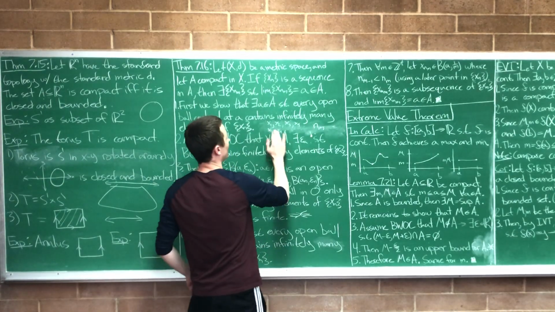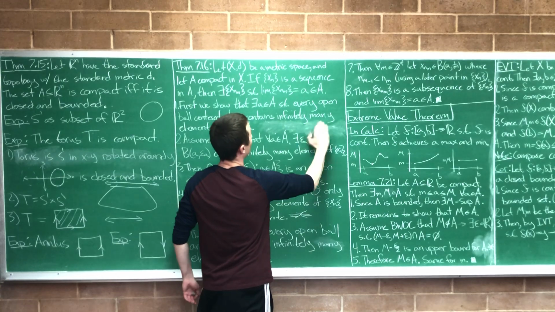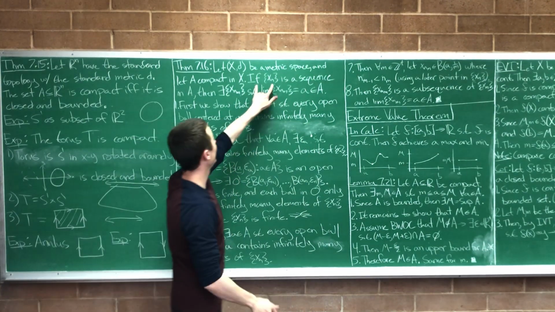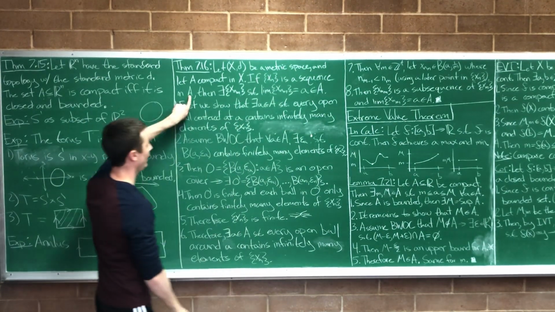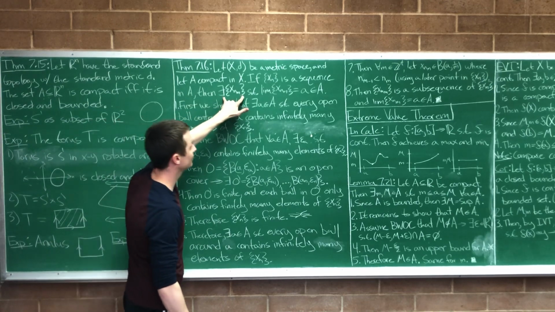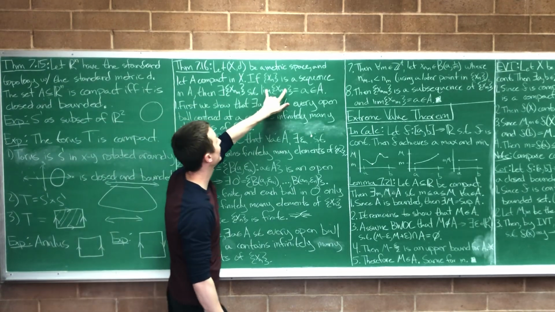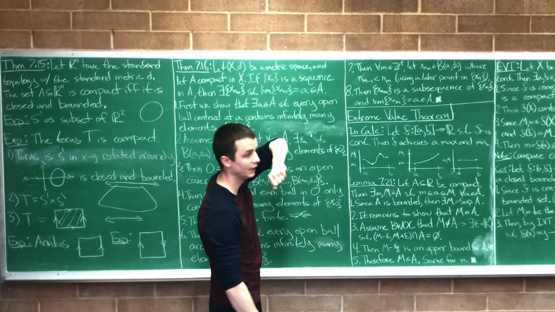So let's say this one more time and see if you still have any questions about what it's saying. If x n is a sequence in big A, then there exists a subsequence such that it converges to a point in big A.